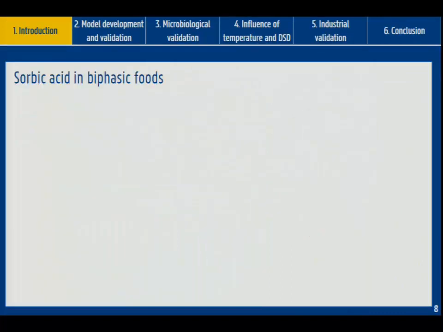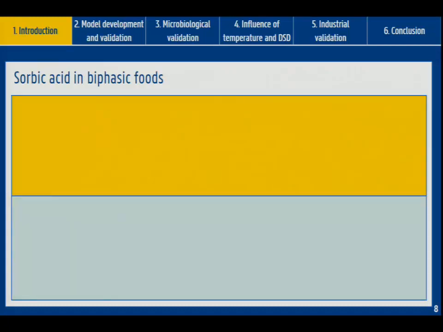How does sorbic acid behave in biphasic foods? Well, first, what are biphasic foods? Biphasic foods are made out of the oil phase and out of the aqueous phase. So I said, first we will dissolve potassium sorbate.